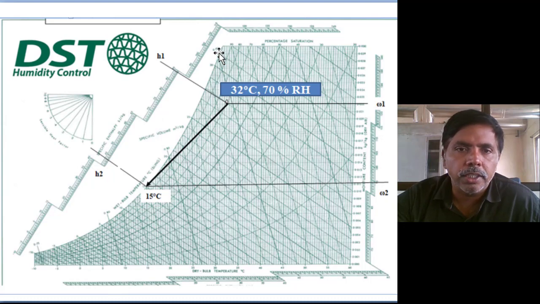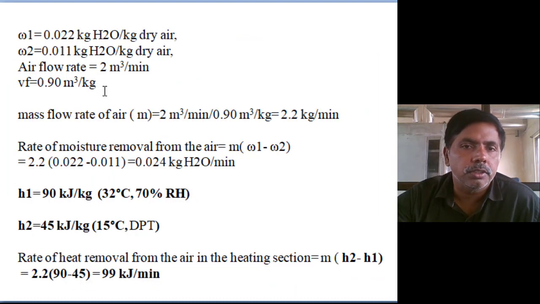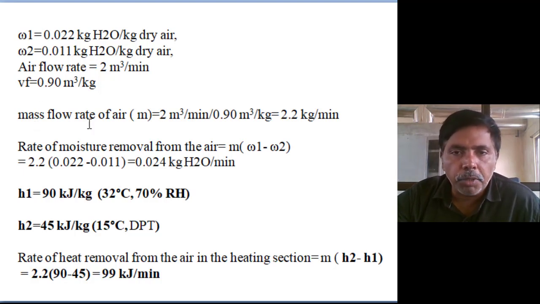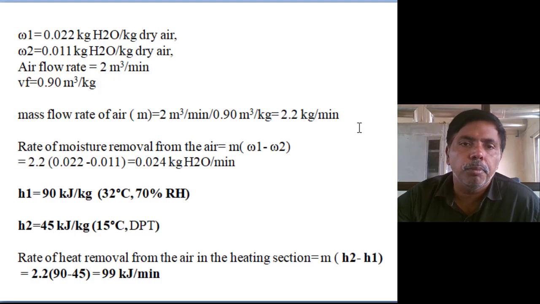So 0.9 meter cube per kg. Not exactly 0.9, it is 0.89 or so. I selected the round value. Then mass flow rate equals volumetric flow rate divided by specific volume. So 2 meter cube per minute divided by 0.9 meter cube per kg gives a mass flow rate of 2.2 kg per minute.